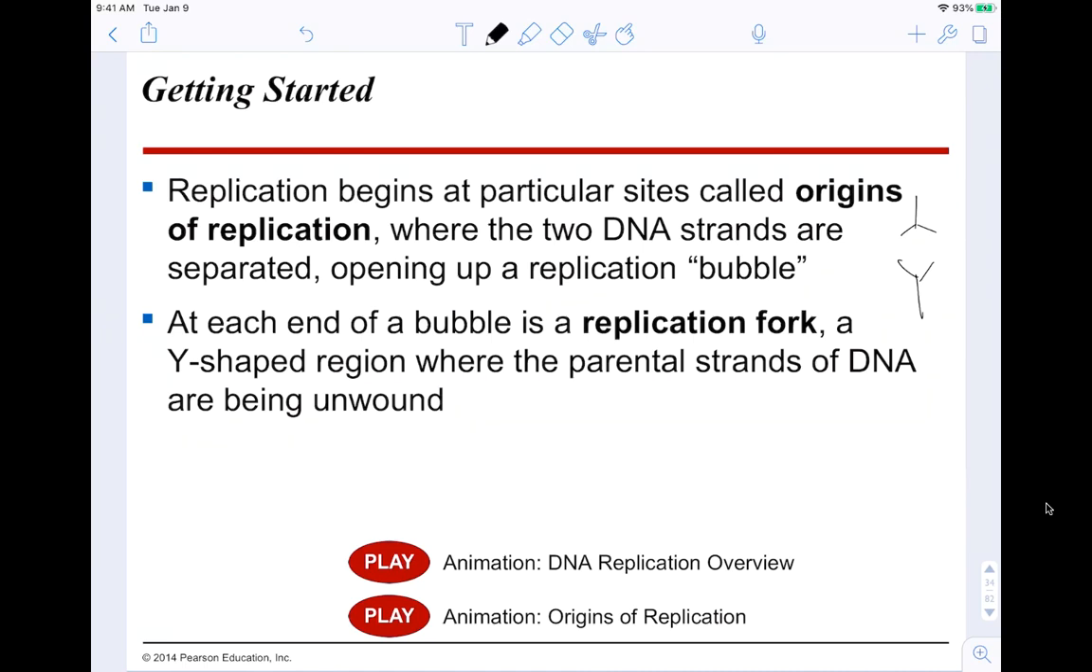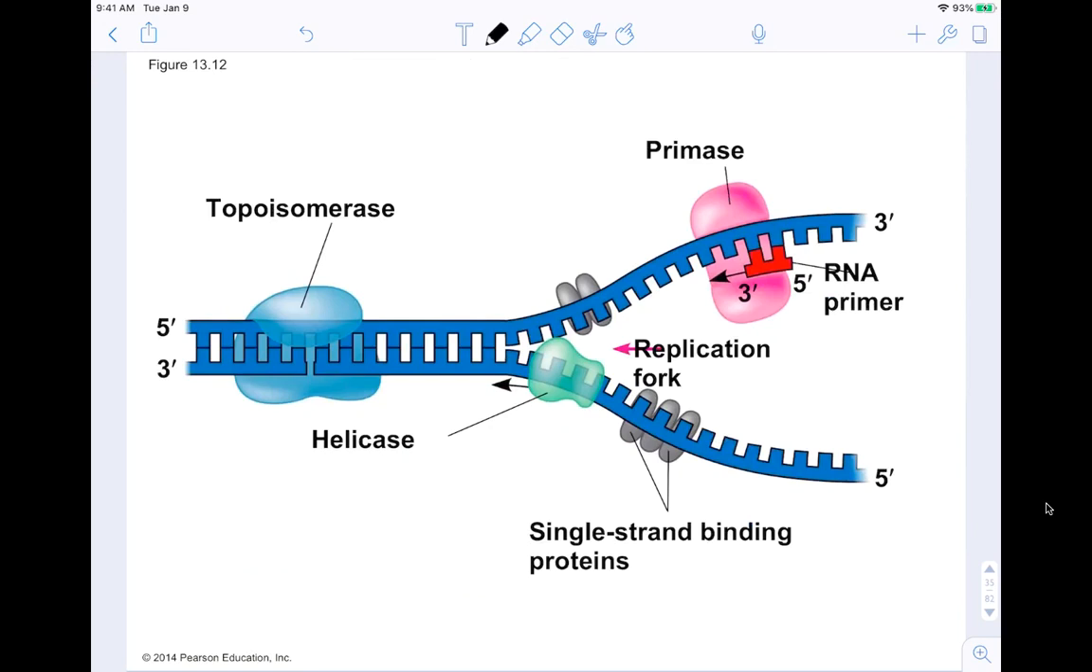So let's look at that. So this is the Y-shaped region. This is one half of the bubble. The other half of the bubble would just kind of come down and be a Y facing the other direction, okay? So you have topoisomerase. That's how you say this lovely word right here. Topoisomerase is responsible for unwinding. So it's taking it from this to like the ladder that we're used to looking at. That's what topoisomerase does, okay? There's other proteins and things that are involved in that, but topoisomerase unwinds the DNA.